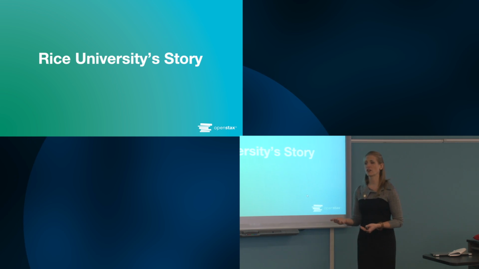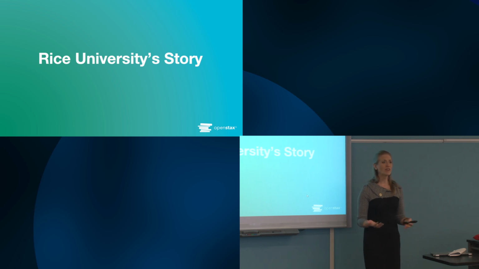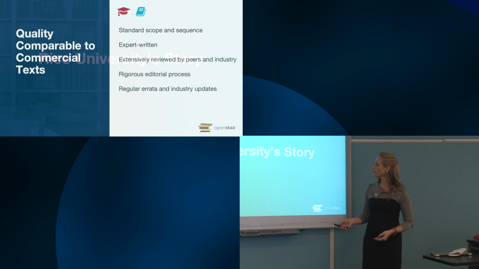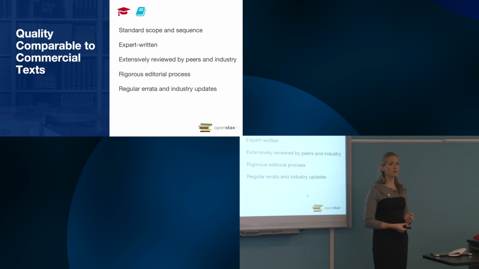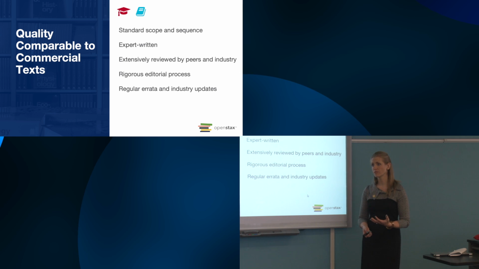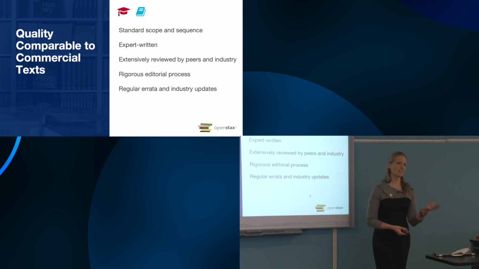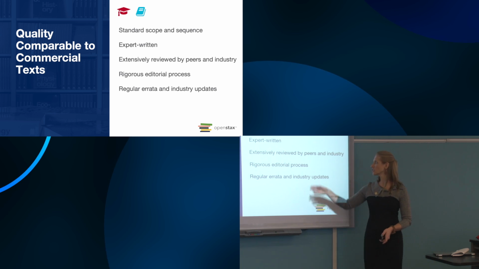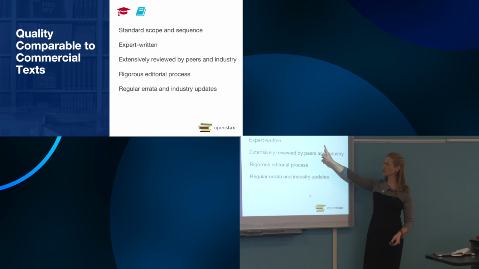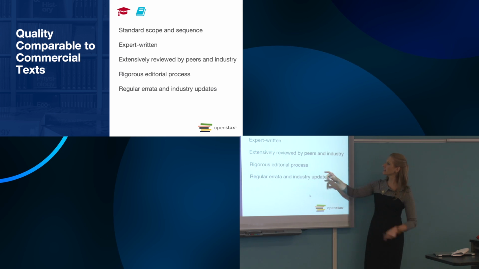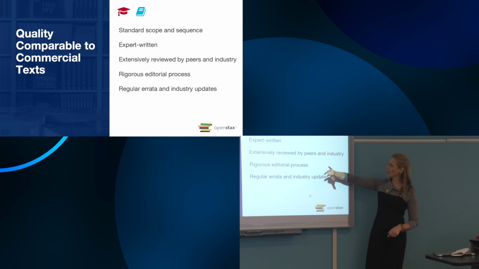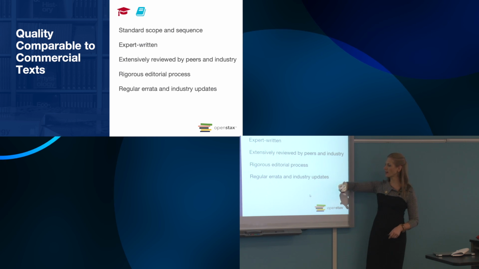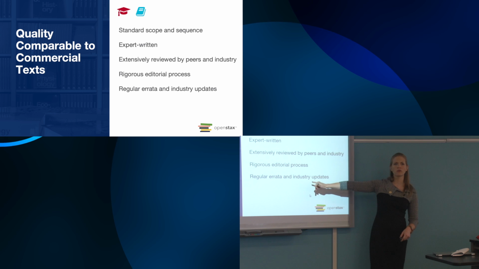So we had to go back to the drawing board and ask you all, okay, what do you need? Like, what do you need that we're not providing? And the thing that we kept hearing over and over and over again was, we want to be assured of the quality of the resource. And so as academics, the next question, of course, is define quality for us. And this is the definition you all gave us. Must meet standard scope and sequence, must be expert written, has to be peer reviewed, needs to go through a rigorous editorial process, and has to have regular errata and industry updates to the content.